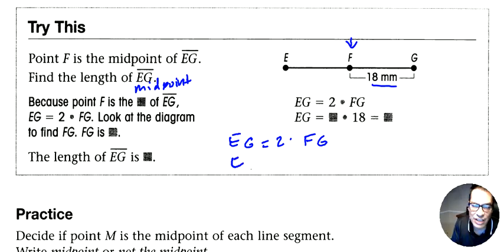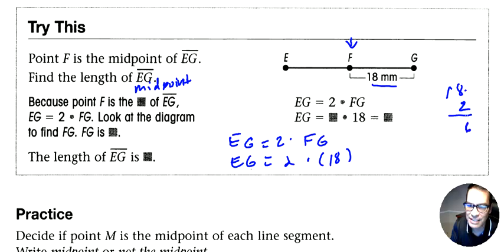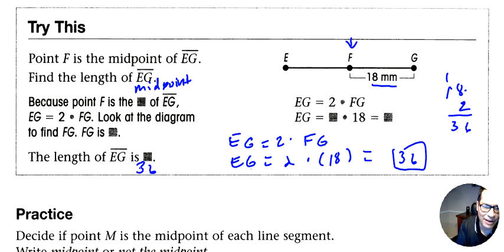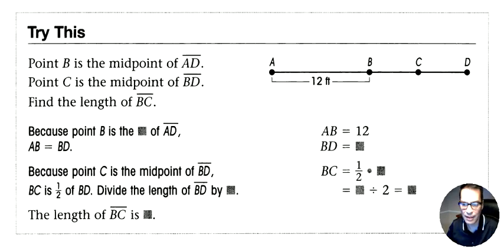So EG equals 2 times 18, because FG is 18 millimeters. I'm going to go over here to the side. 18 times 2. 8 times 2 is 16. Carry my 1. 2 times 1 is 2, plus 1 is 3. So 36. So I would answer my question: the length of EG is 36, and my unit of measure is millimeters. 36 millimeters.